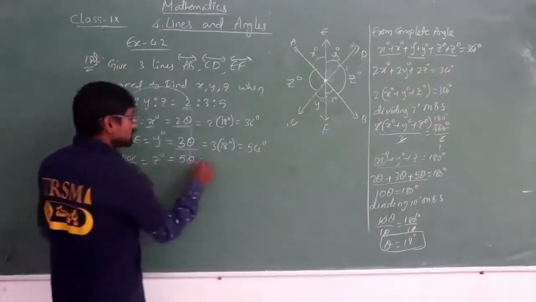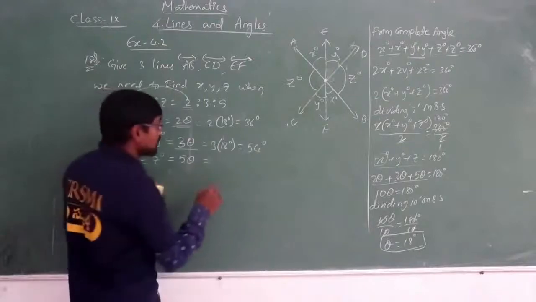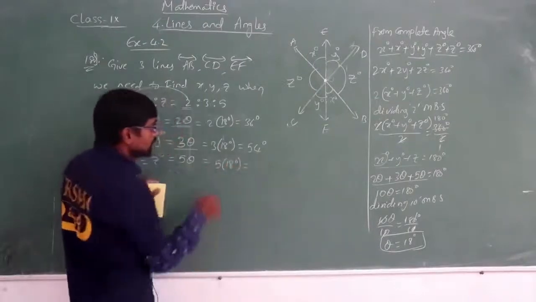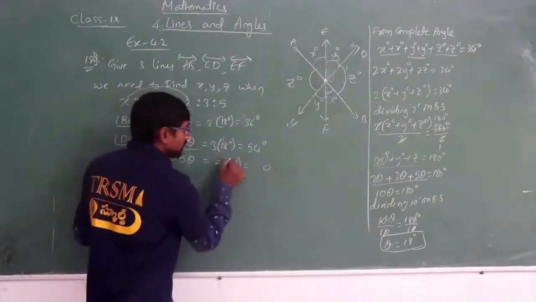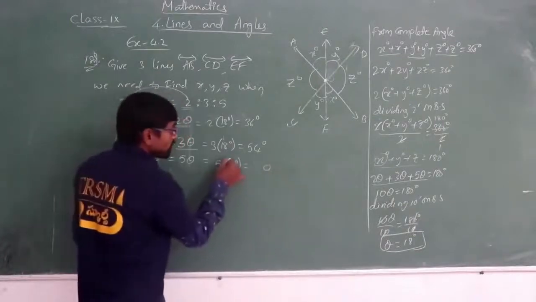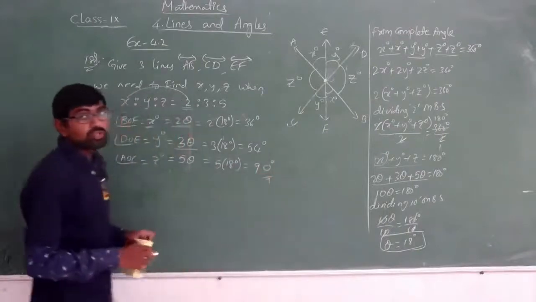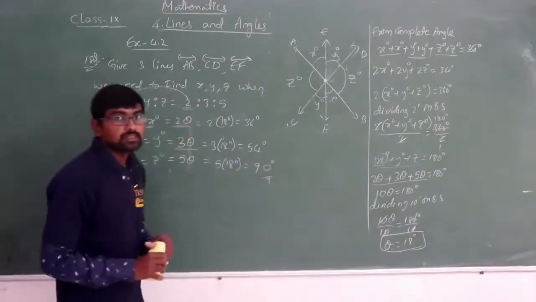And similarly, the z value we have taken as 5 theta, therefore 5 into 18 degrees. So 8 5s are 40, isn't it? 5 1s are 5, plus 4 is 9. So here I have got the value of z as 90 degrees.